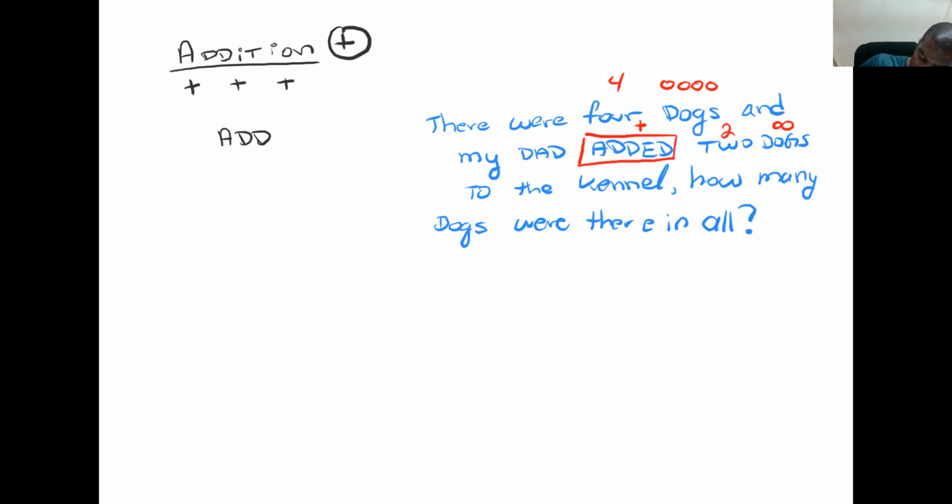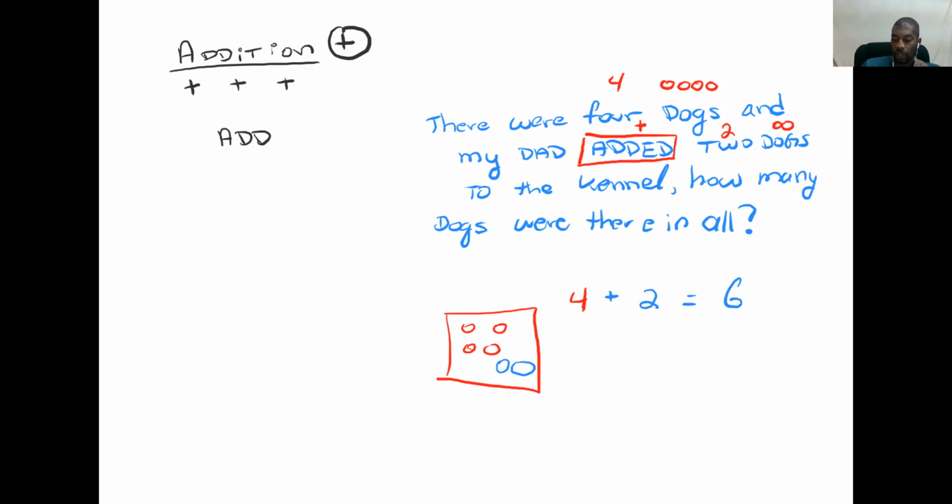So if I'm going to draw a picture for this, here's the kennel. There were 4 dogs in there, 1, 2, 3, 4. And my dad added 2 more. Here's the other 2. So what is a number sentence for that, or a number expression? Well, it's going to be the original 4 plus the 2. 4 plus 2 is 6. There were 6 dogs in total.